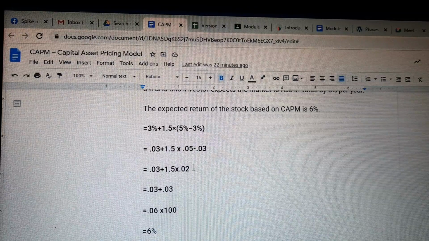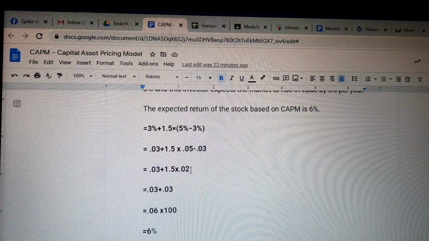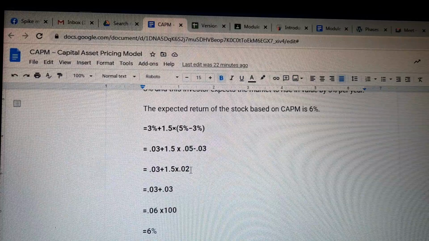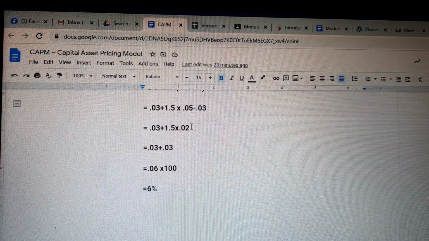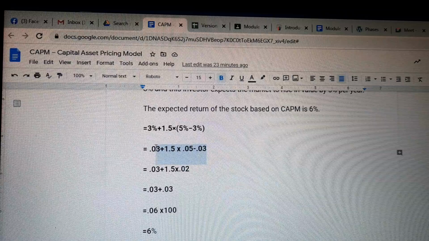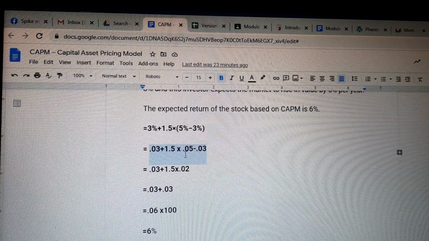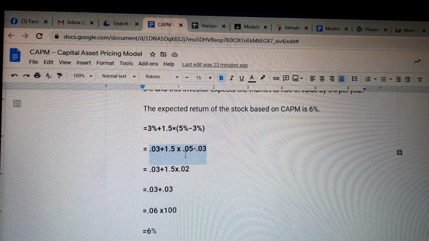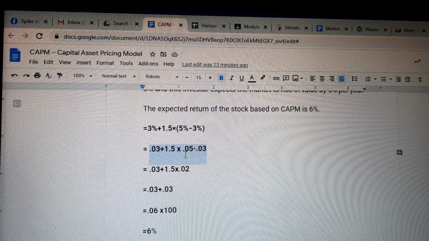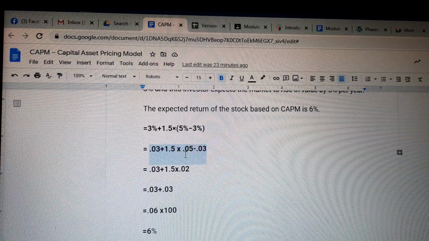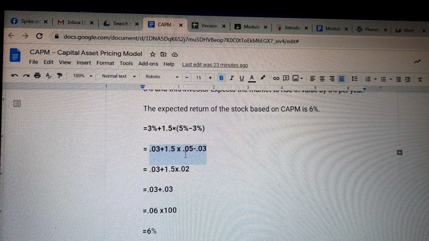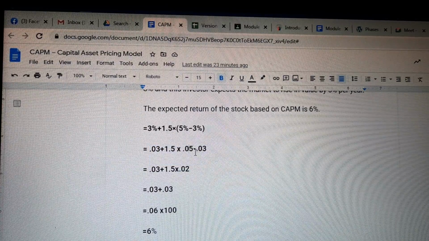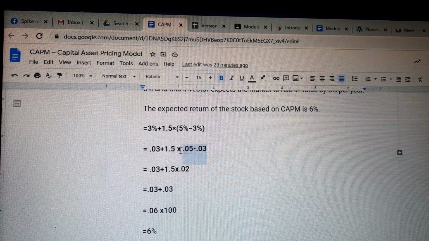So, if you're going to calculate the expected return sa imong investment using the capital asset pricing model, perform nimo sa operation, you will be using the MDAS. So, MDAS: multiplication, division, addition, subtraction. So, unahon na nato ang multiplication.